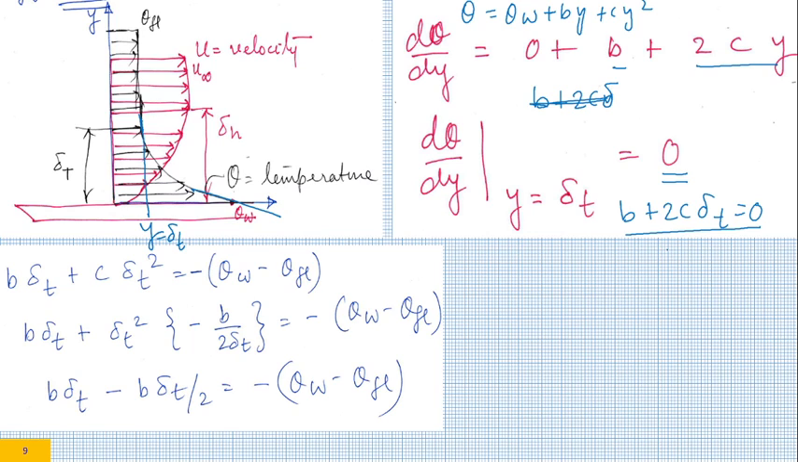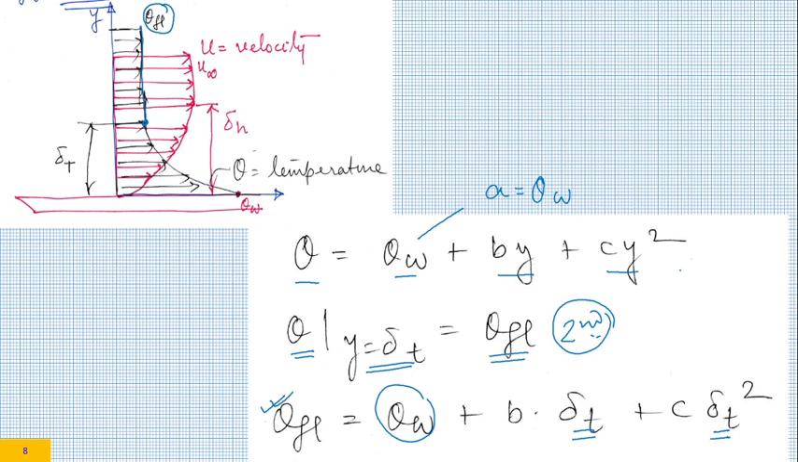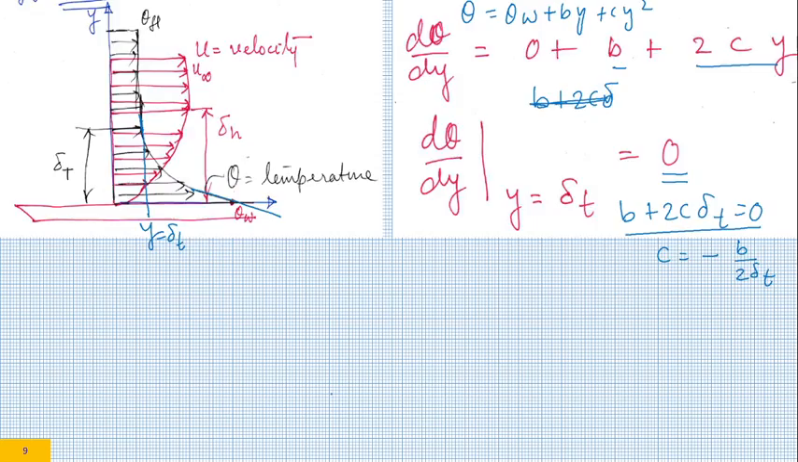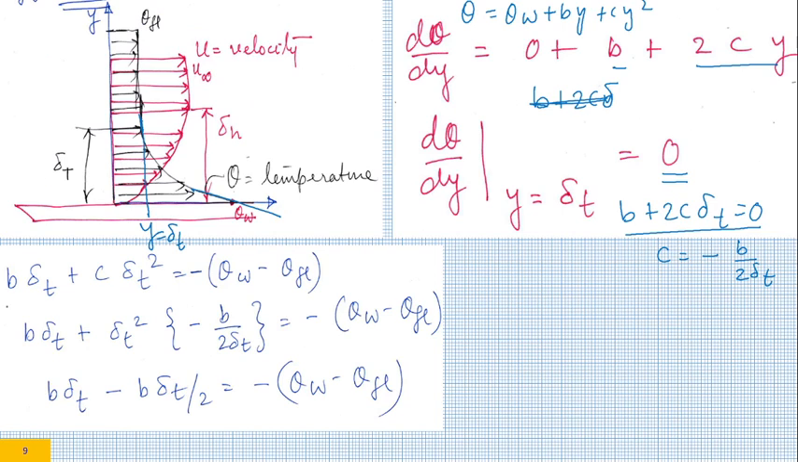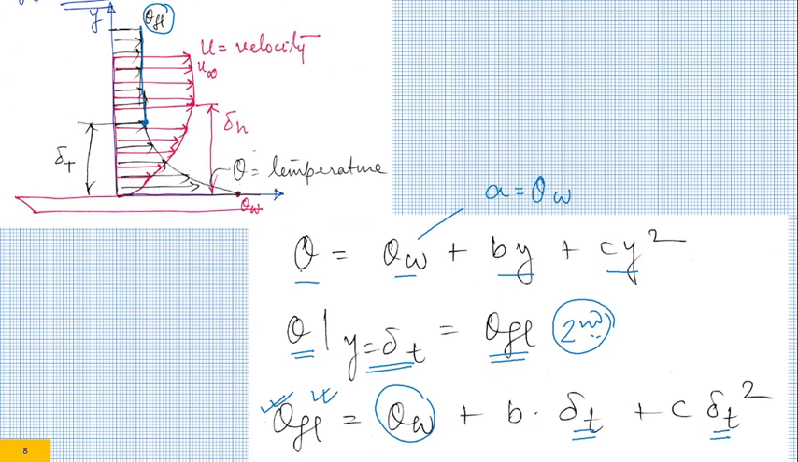So from that, C becomes minus B by 2 delta T, and that particular thing we put in this equation. If we change this equation, it becomes B delta T plus C delta T square equal to theta FL minus theta W. So it is coming from this particular equation.